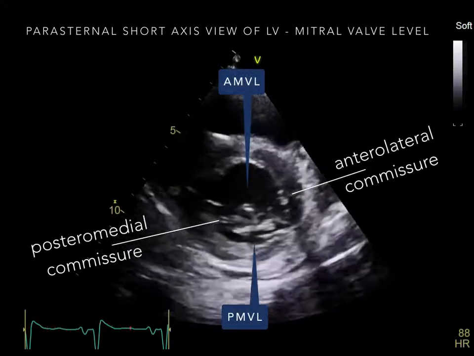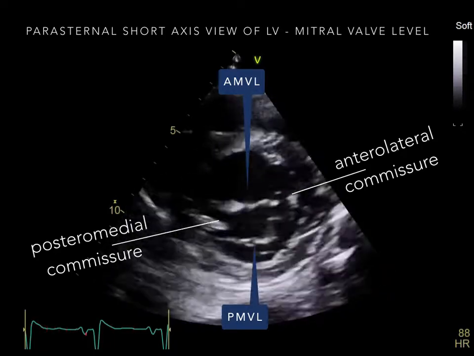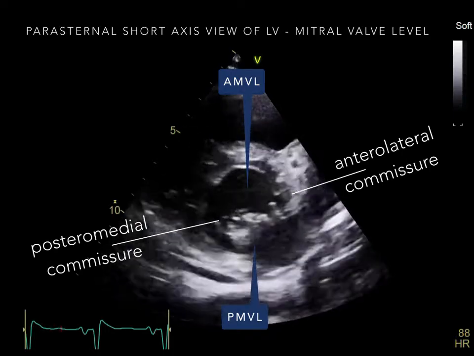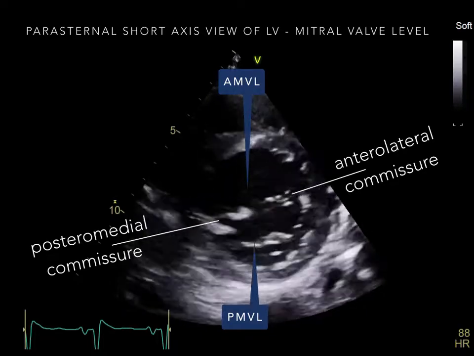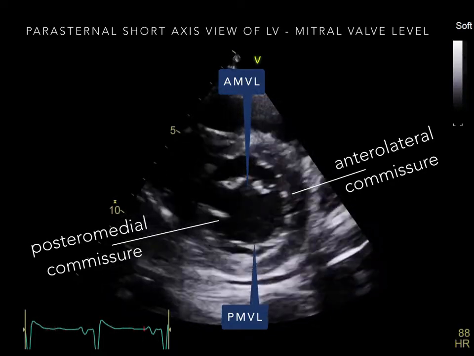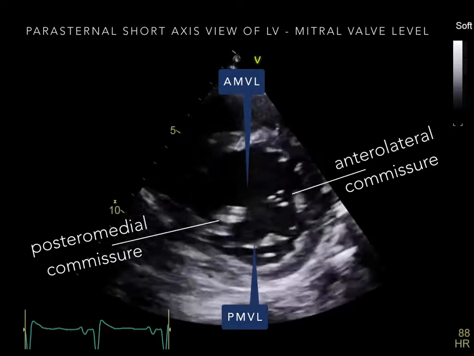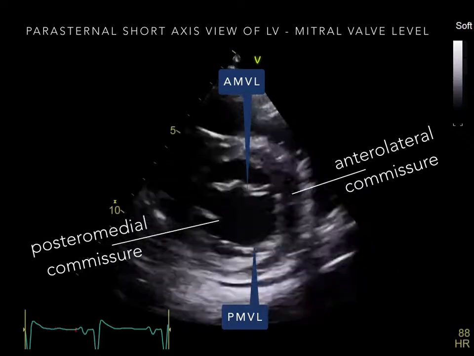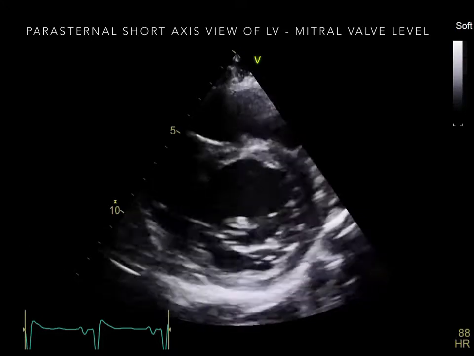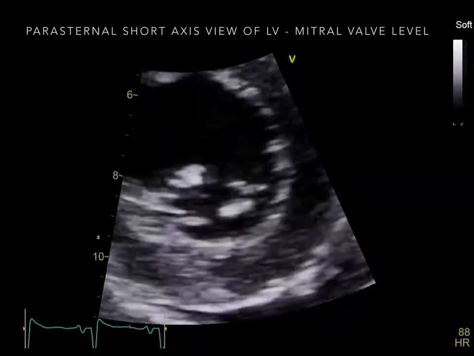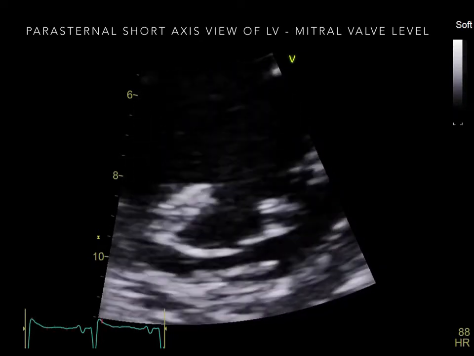The anterior mitral valve leaflet appears anteriorly and the posterior mitral valve leaflet appears posteriorly. Where the leaflets meet are the commissures, and they are named corresponding to the papillary muscles. The anterolateral commissure is on the right-hand side of the image, while the posteromedial commissure is to the left. Normally, the leaflets will appear thin and unrestricted.